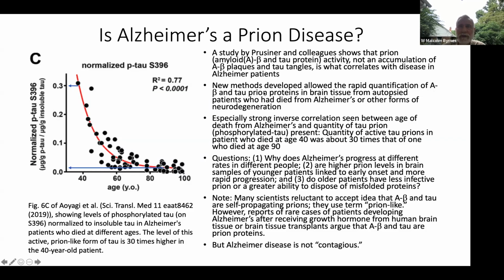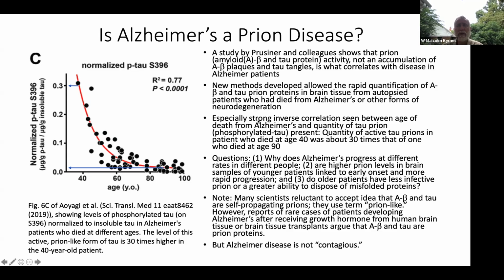What happened was they developed a new method that would allow rapid quantification of the A beta and tau prion proteins in brain tissue from autopsied patients who had died from Alzheimer's or other forms of neurodegeneration. So they developed these new methods that could look for these prion proteins and quantitate the amount. It was an antibody-based method, an immunostaining type of method.